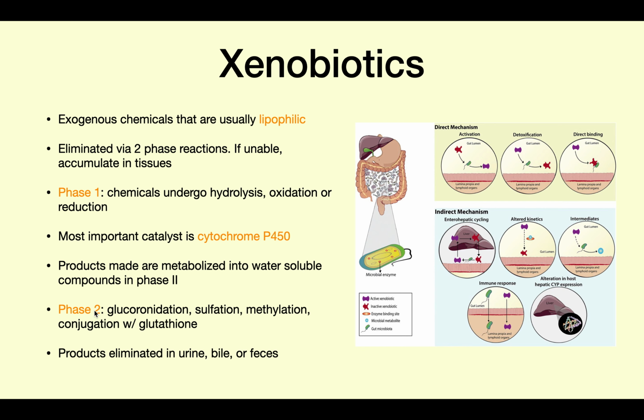If you can't do phase two, they're going to accumulate in the tissue. So the tissues would be the liver and the skeletal muscle. Those are the big ones. So the direct activation or mechanism is in the gut lumen or the lymphoid organ. So these are going to be your Peyer's patches, where it is going to be detoxed and bound. And in the indirect mechanism, it has to be passed through the liver. So the liver is going to handle the sulfation or the methylation and the glucuronidation.